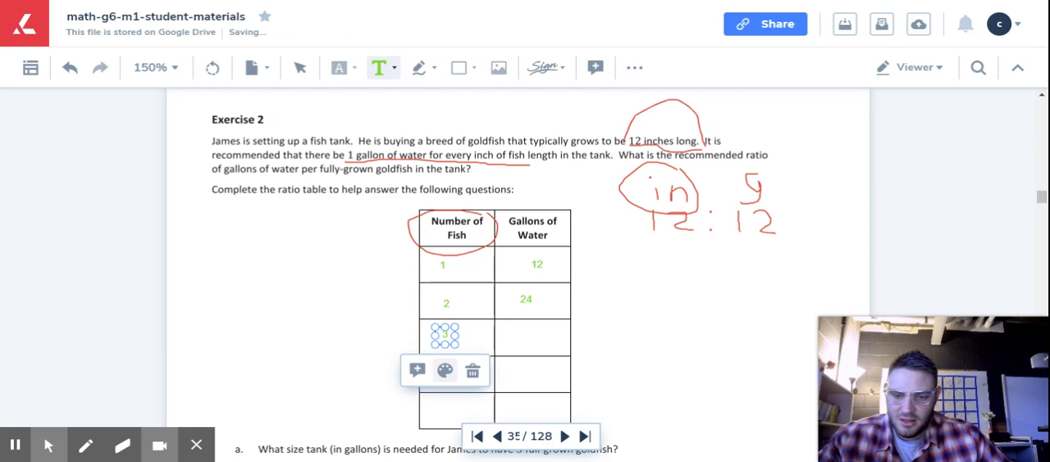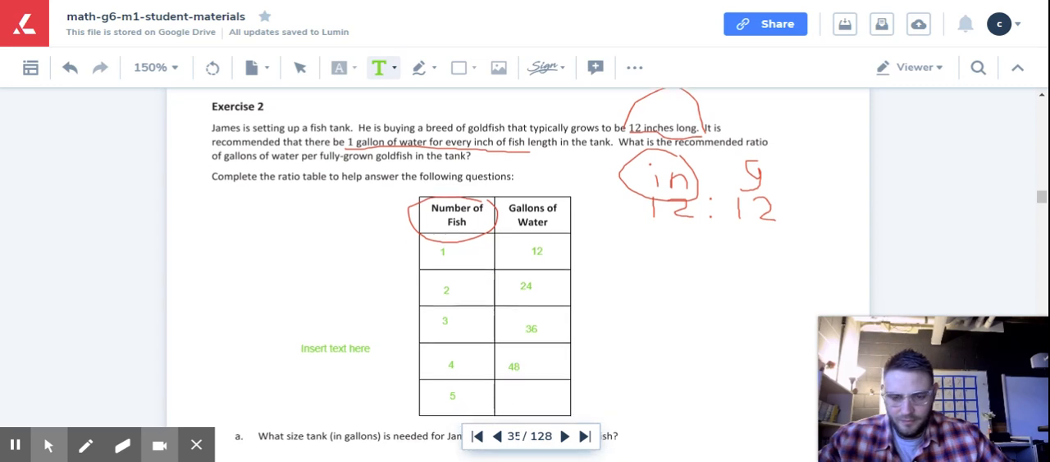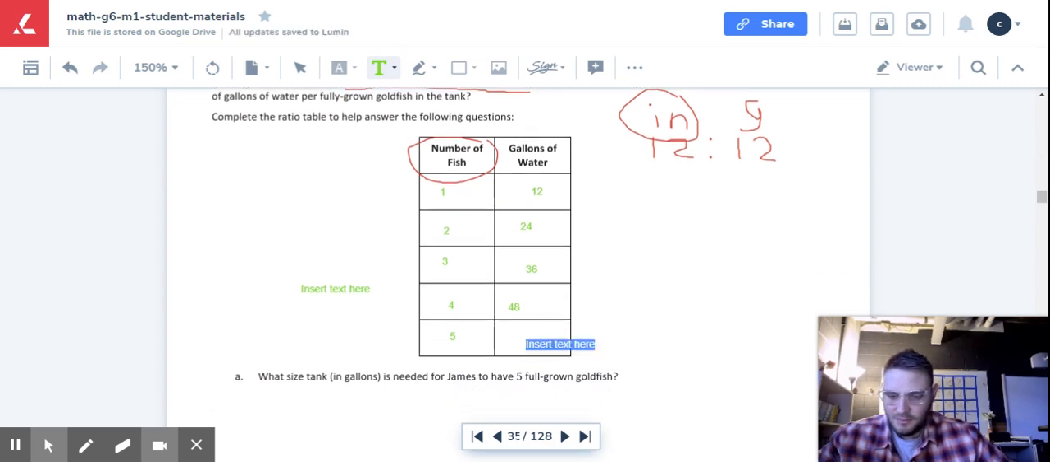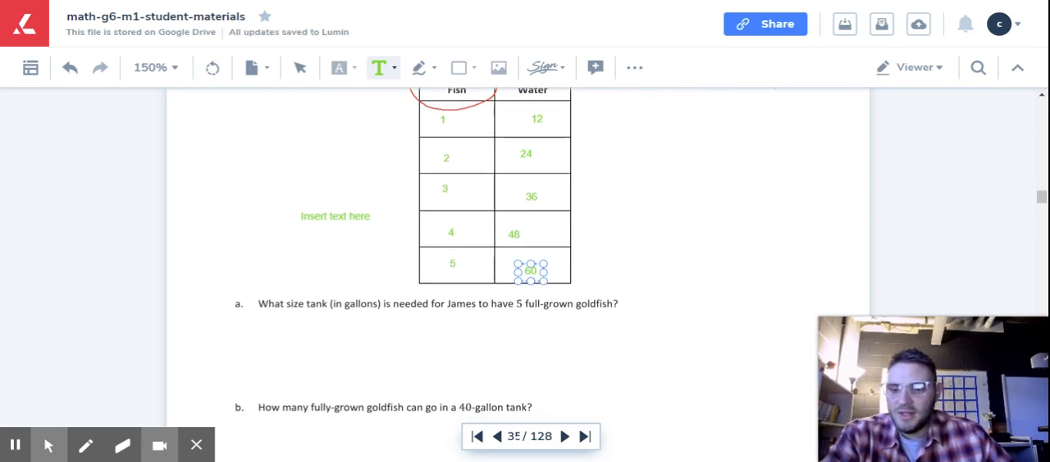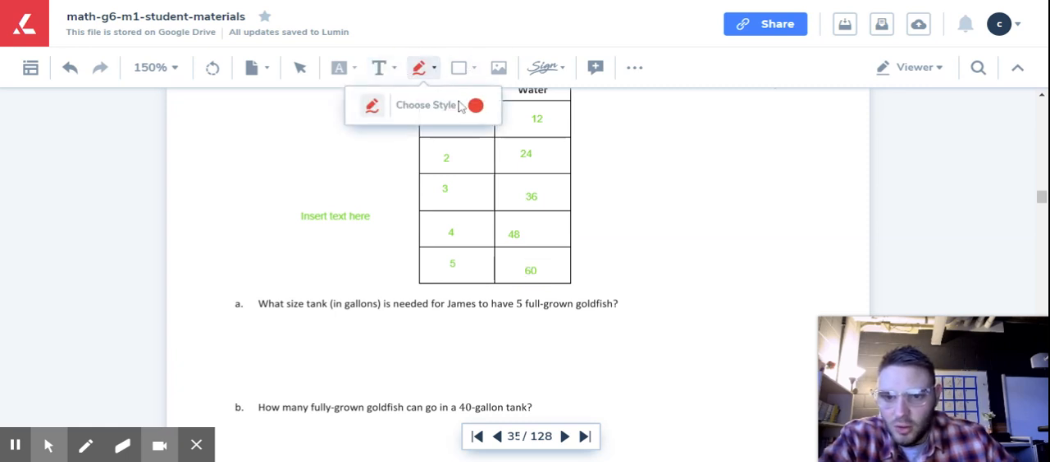Let's say 3, 4, 5, and then we can count up by 12s. 36, 48, and 60. Okay.